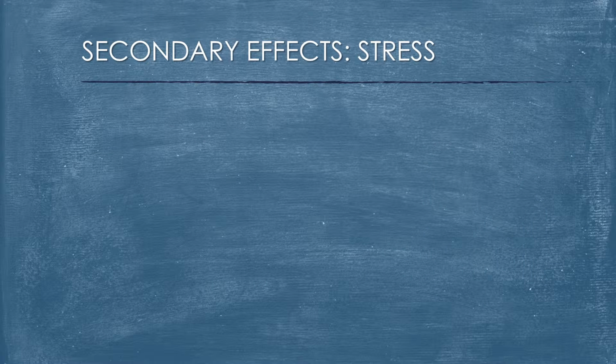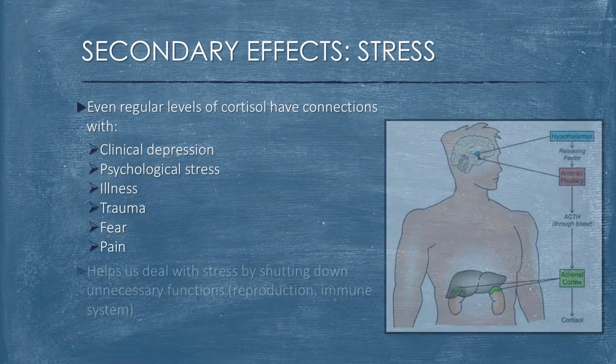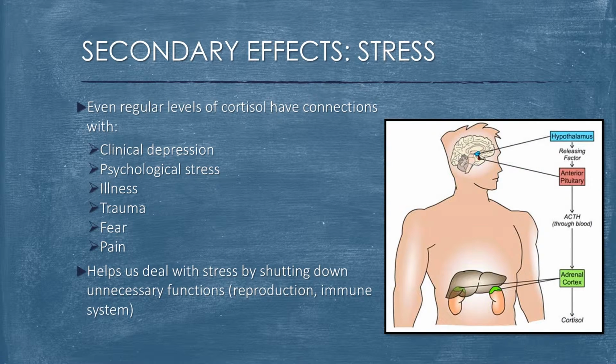Now let's dive into the main secondary effect that cortisol has. Even at regular levels of cortisol, cortisol has connections to clinical depression, psychological stress, illness, trauma, fear, and pain. These are things that obviously we don't want, and even with regular levels of cortisol that you and I have, we are exposed to these types of things. However, cortisol helps us deal with this stress as well by shutting down unnecessary functions, such as the reproduction system or the immune system, things we don't need every minute of our lives. So cortisol will shut these functions down to help us cope with some stress.